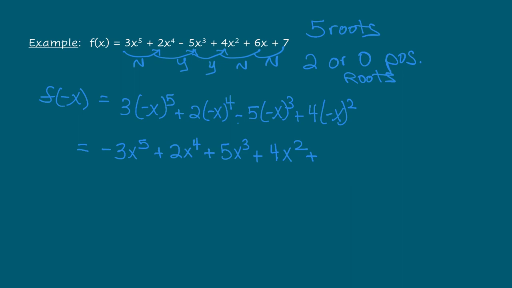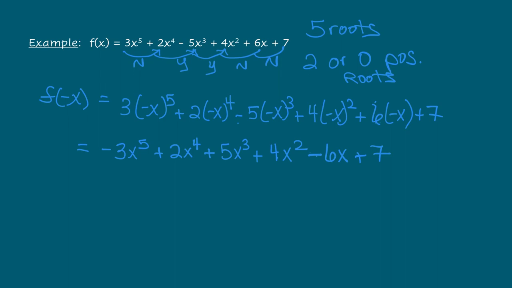plus 6 times negative x. Down here we're going to end up with minus 6x, and then plus 7.